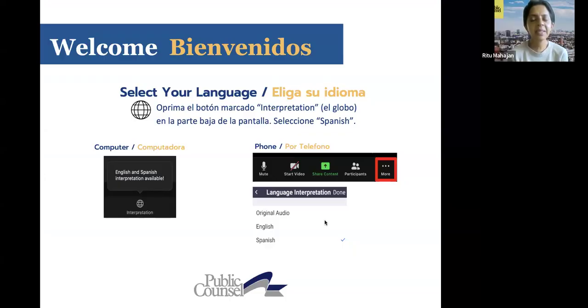Specifically, we'll be discussing a new California law called AB 495 and the requirements that it imposes on childcare providers.